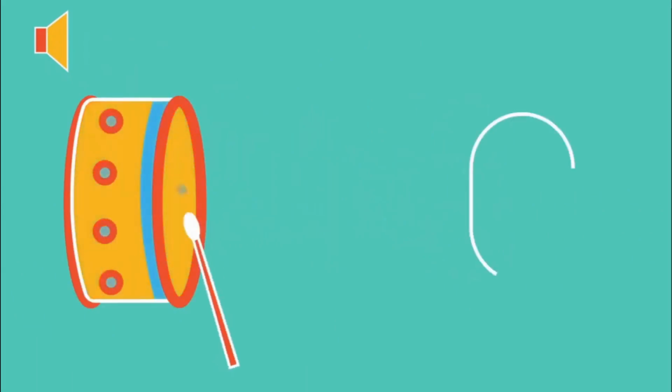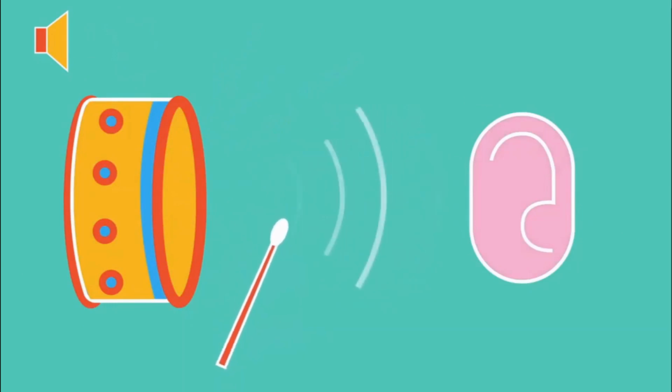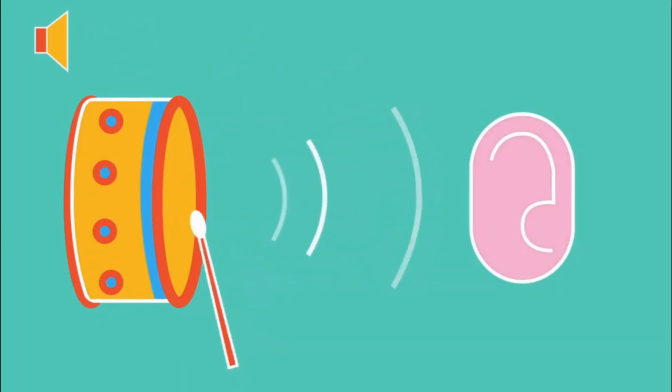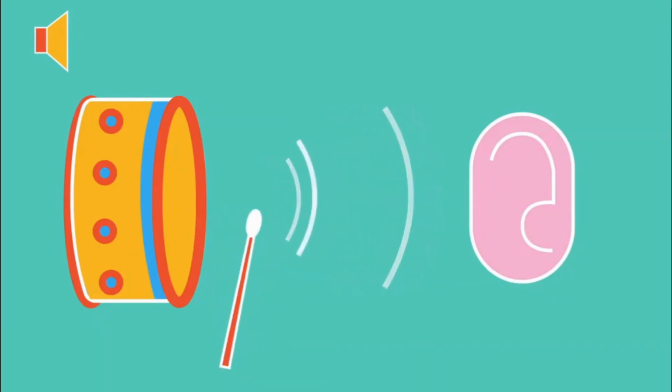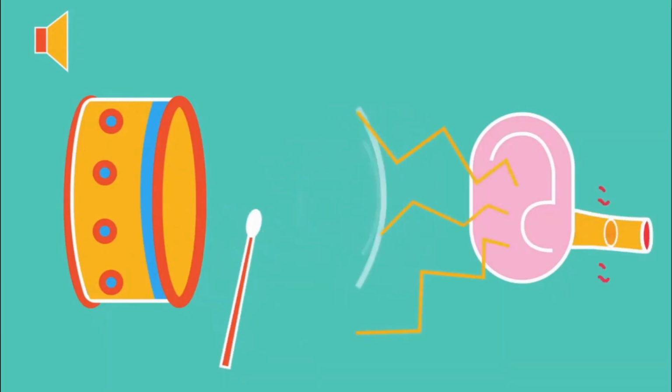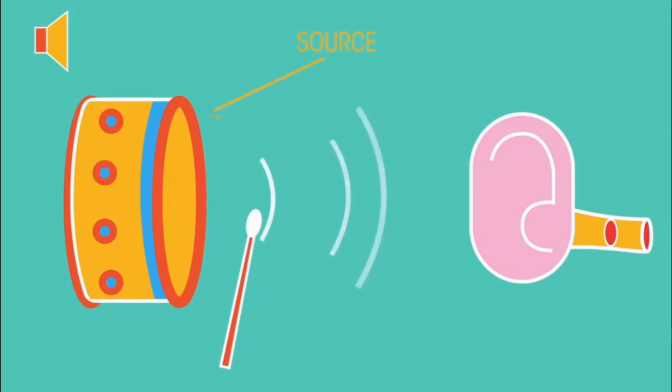An example of longitudinal waves is sound. When a drum is struck, the drum skin vibrates, which causes the air particles next to it to vibrate. This causes the next air particle to vibrate, then the next, and so on until the vibration reaches the ear, causing the eardrum to vibrate. The vibrating air speeds away from the source, creating a sound wave.